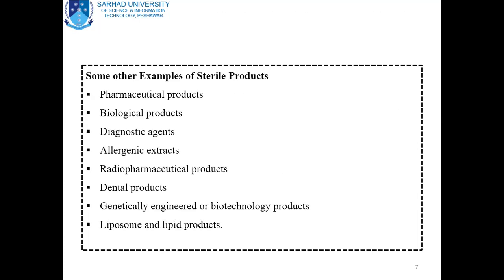Some other examples of these sterile products include pharmaceutical products. It means that sterile product is a broad term, while parenteral is restricted to the products that are sterile but are injected. In short, what we can say is that parenterals are injectables, and sterile products are not mandatory to be injectable. They may be non-injectable products.